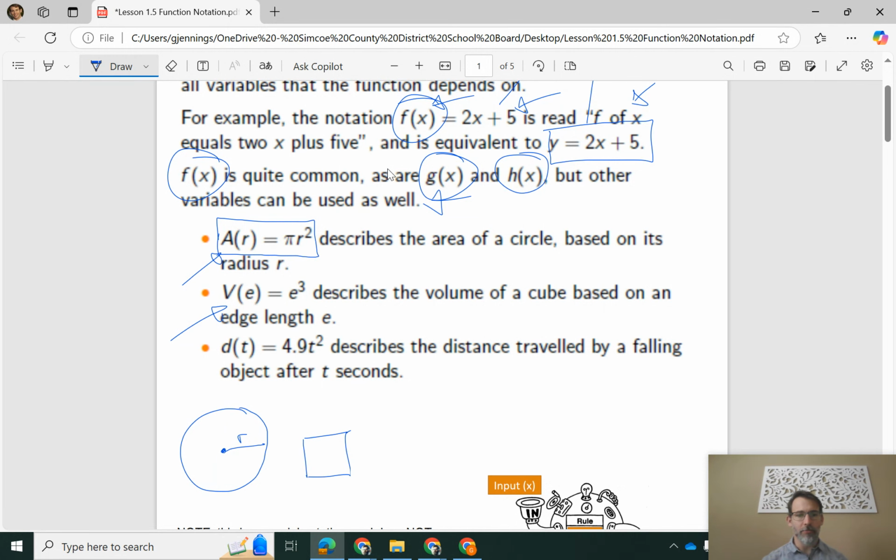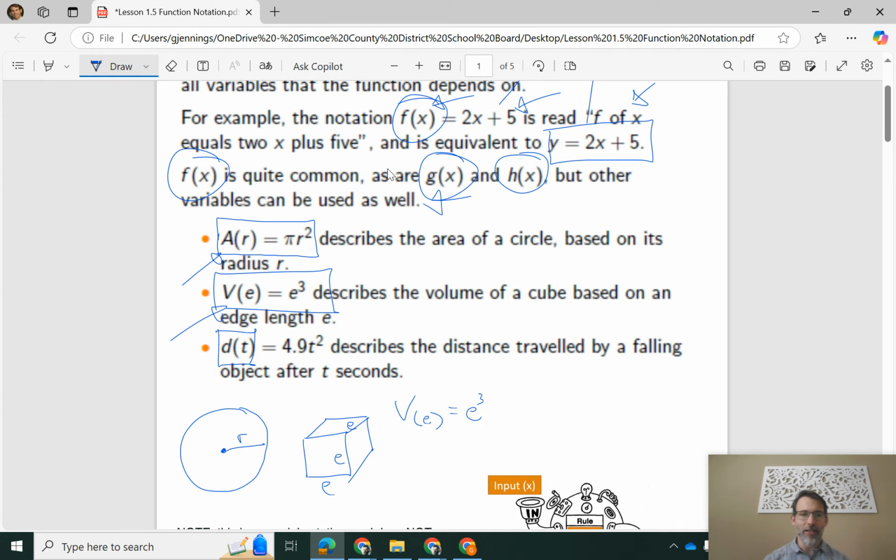So here is my cube. If I tell you that E is the edge length for one of those edges, well, it's E in all dimensions, right? And to find its volume, well, its volume is a function of that edge length. It's just equal to E cubed. So that's where volume is a function of edge length. That's that function.